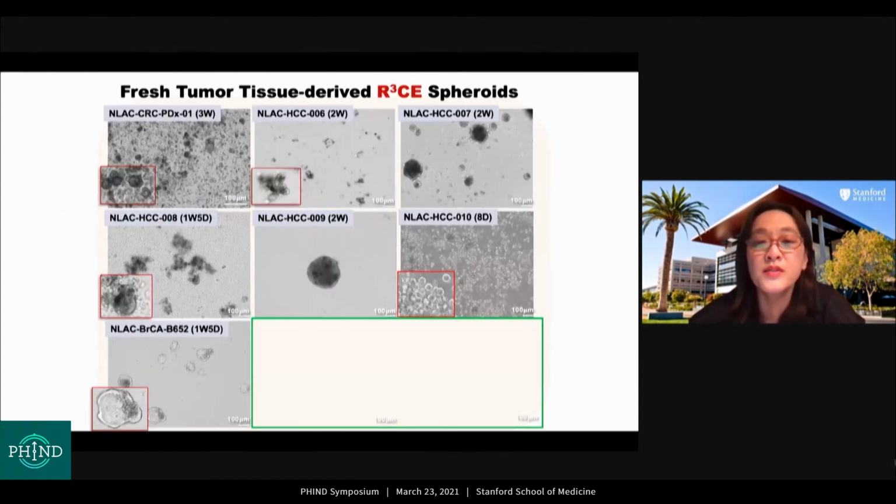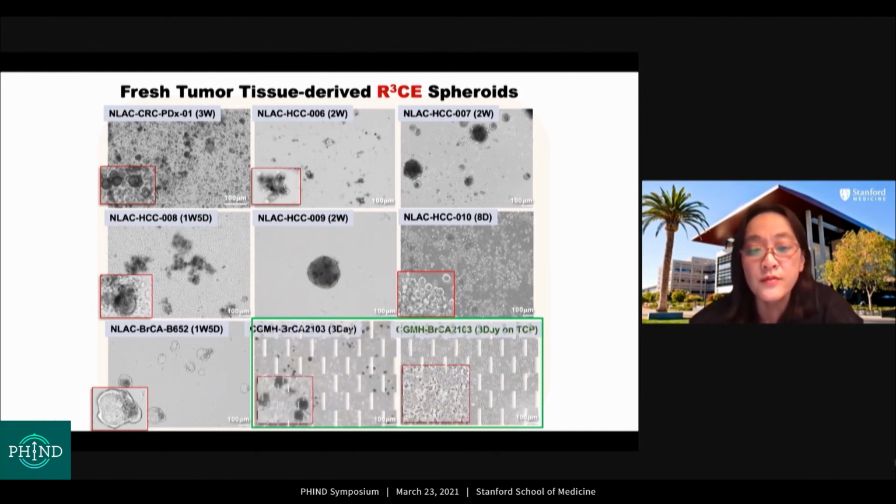So I want to show you some data here. This is the fresh tumor tissue derived RCE spheroids. So it's basically colorectal cancer or liver cancers, received from the hospitals. And this is a breast cancer. As you can see, with all the primary fresh tissues, after 2 weeks or 3 weeks, or even less than about 1 week, we already have a good amount of expansion with distinctive, different morphology.